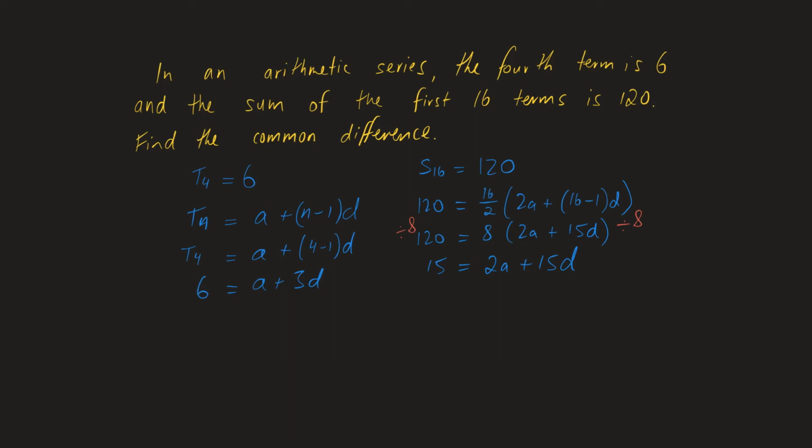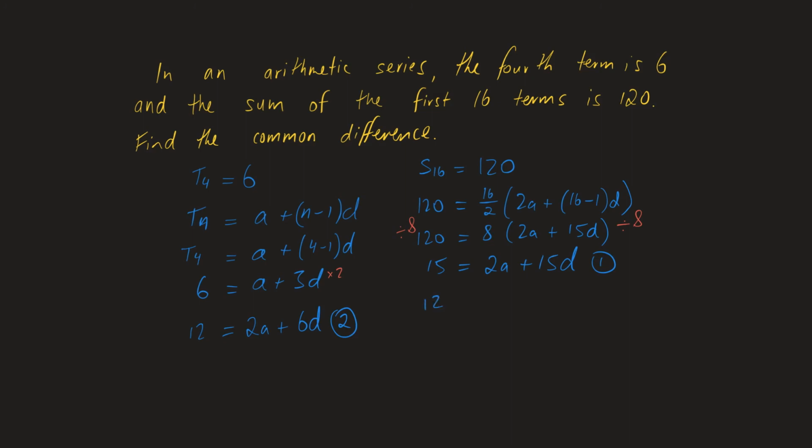All right, so now I end up with two equations. So 6 equals a plus 3d, and 15 equals 2a plus 15d. So what I'm going to try and do is solve them simultaneously, but I'm going to multiply this equation by 2 so that I can eliminate a. So times the whole equation by 2, that'll give me 12 equals 2a plus 6d. I'll call that equation 2, this equation 1, and I'm going to subtract equation 2 from equation 1.